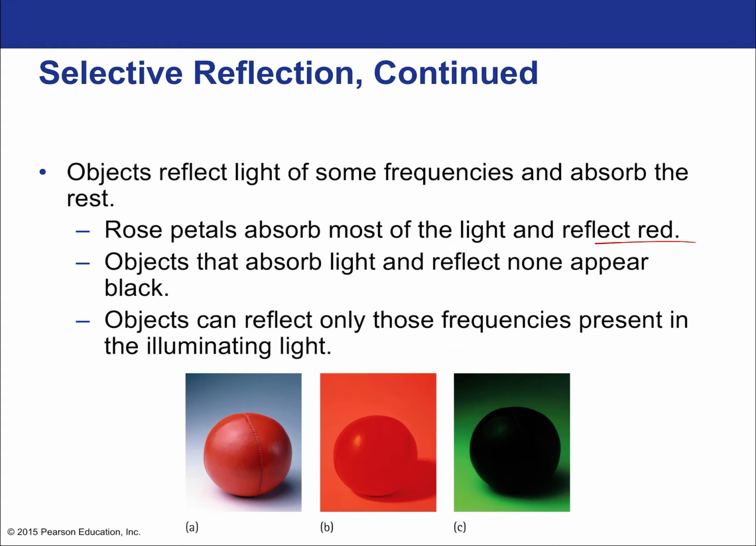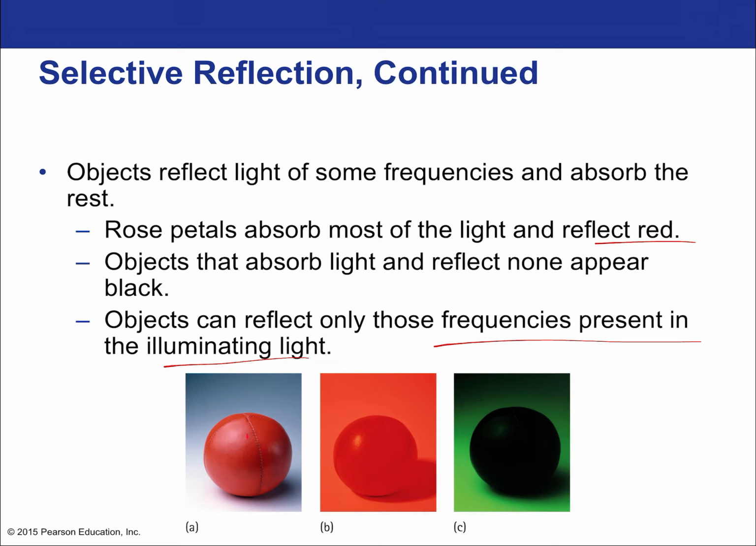Objects can reflect only those frequencies that are present in the illuminating light. So again, if we assume white light, then yeah, we have a true picture of the color, right? Quote unquote true. But if we were on a different planet around a different star, then there would be different light. But again, we have the light of our sun. It's the light we're used to. We call it white light.